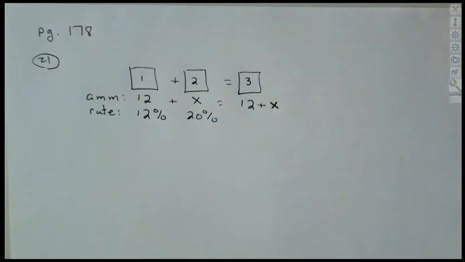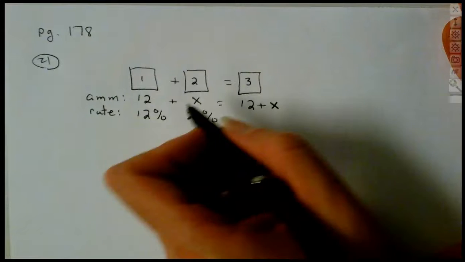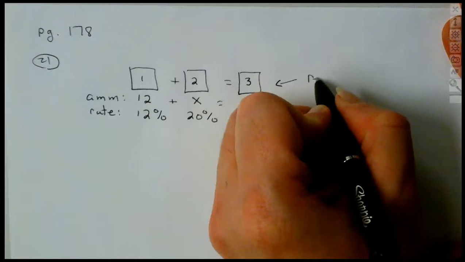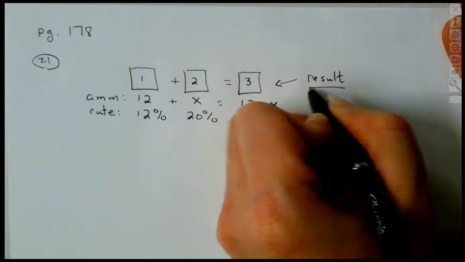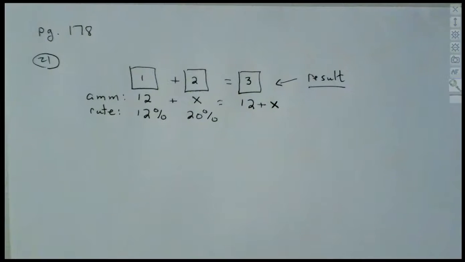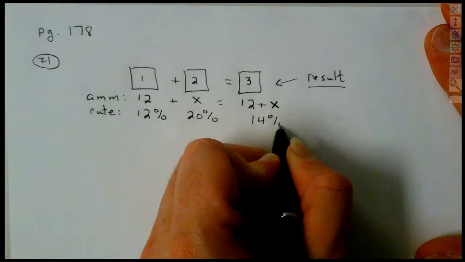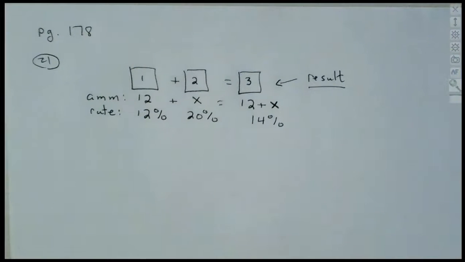And we're going to mix them together, and this is what we want at the end. So this is our result. This is what we get at the end. So at the end, when we mix these together, we want to obtain a 14% solution. So when we mix them together, that end result now is going to be 14%. So now we have everything filled out.